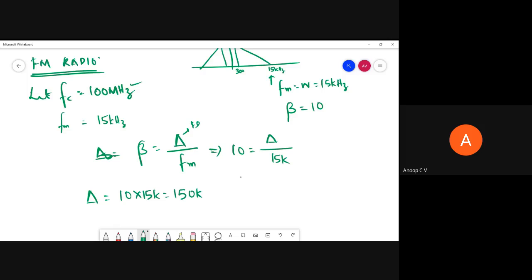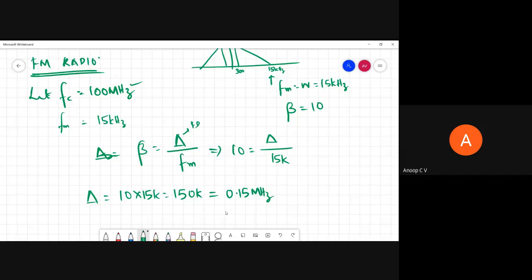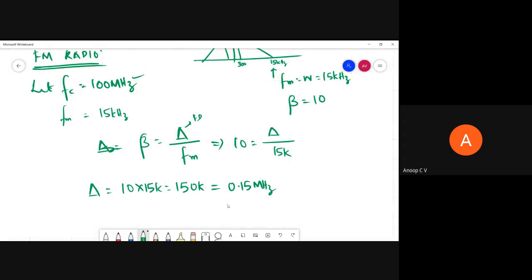150k, right? 150k in terms of megahertz is 0.15 megahertz. Is it correct what I've told, what I've written? Right, delta is 0.15 megahertz. So this is the maximum frequency deviation which can happen in an FM transmission.